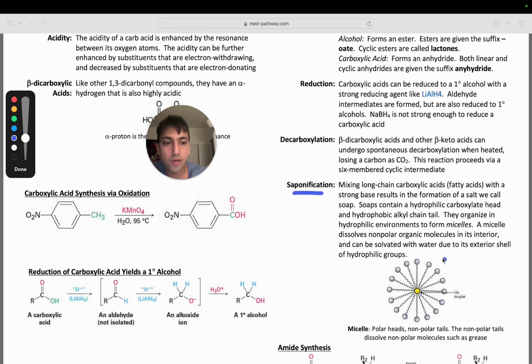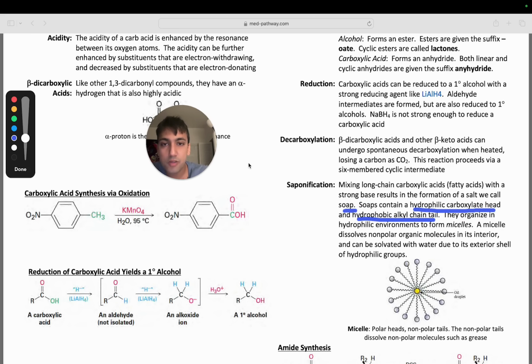Saponification is like when you think about soap, and I'll show you a Google image to help this get a little clearer in your head. But basically, you mix a lot of long-chain carboxylic acids with a strong base. And what's going to happen is the formation of a salt we call soap. Soaps are basically hydrophilic carboxylic heads and then hydrophobic alkyl chain tails.